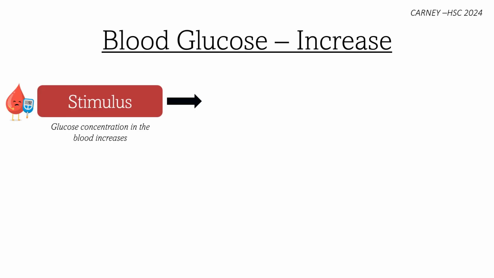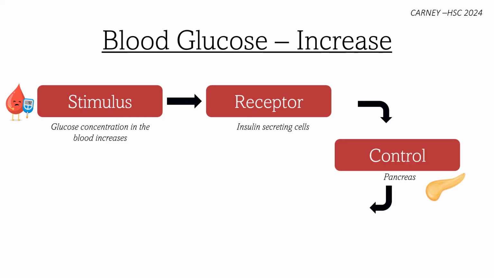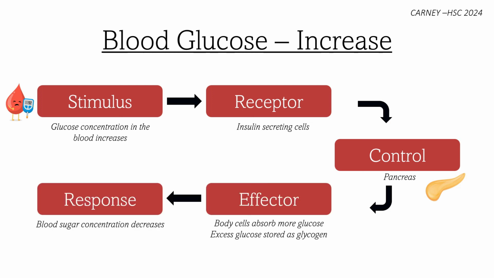Normal blood sugar levels in a person who is not diabetic ranges from 3.9 millimoles per litre to 5.6 millimoles per litre. When blood sugar levels increase, the insulin secreting cells in the pancreas detect the change. The pancreas produces insulin. Insulin triggers liver, muscle and fat cells to absorb glucose where it is stored. This will then bring the blood sugar concentration down and back to homeostatic point.